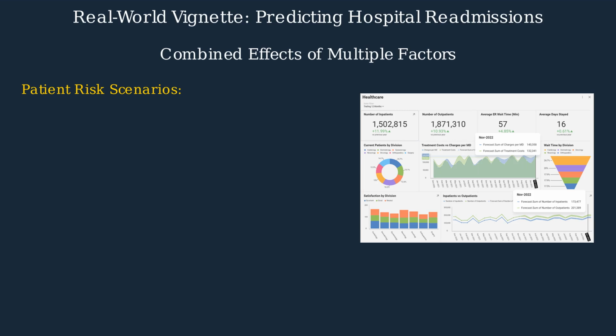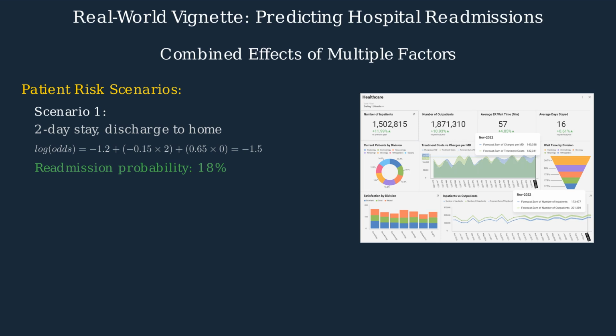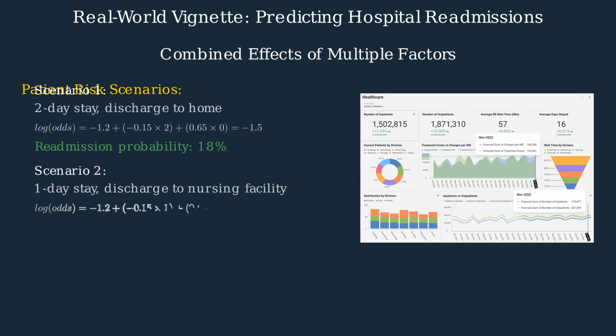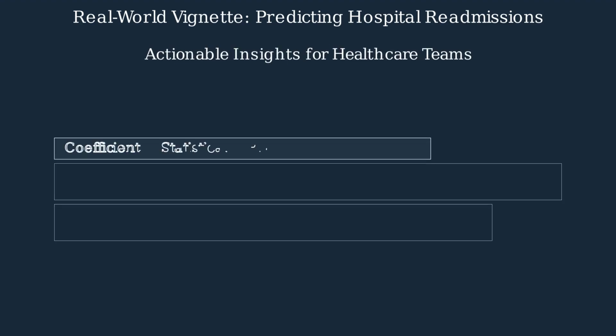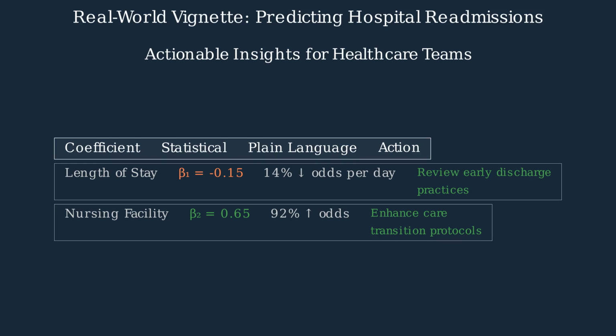Let's examine how different combinations impact readmission risk. For a patient with a 2-day hospital stay who is discharged home, the model predicts only 18% probability of readmission. However, for a patient with a 1-day stay who is discharged to a nursing facility, the probability jumps to 33%, demonstrating the strong impact of discharge destination. Translating regression coefficients into actionable insights helps healthcare teams implement targeted interventions.